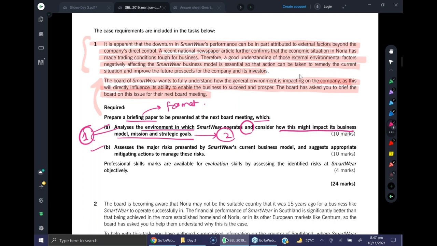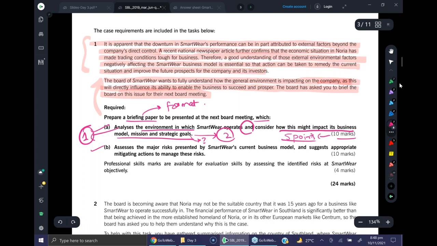So do we know the goals of the company? Not yet, but they are given in one of the exhibits. So we'll have to figure out from the information what the goals are and how external factors are impacting the goals of the company. All right, how many points? So minimum 5 points to get 10 marks.